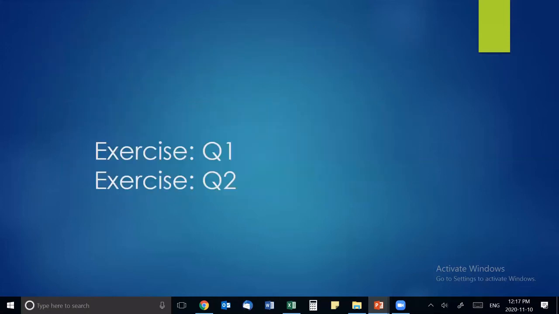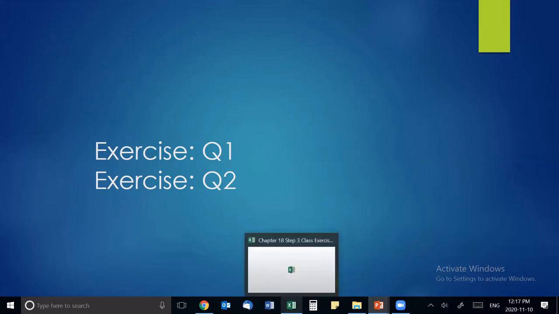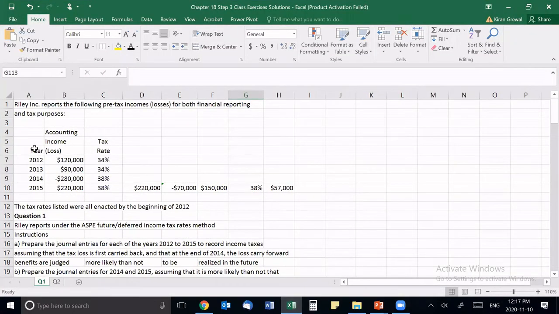All right, so now let's go look at some exercises. If you go to the Excel, chapter 18, step number 3, we have 2 questions here, question 1 and 2. I'll walk through these questions step by step. What you should do now is pause the video and do question 1 on your own, and then resume the video to see how it's taken up. And then you can try question 2 on your own, pause the video, and then watch the take up.